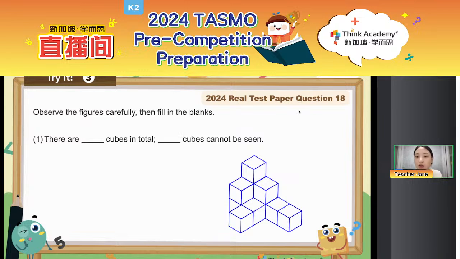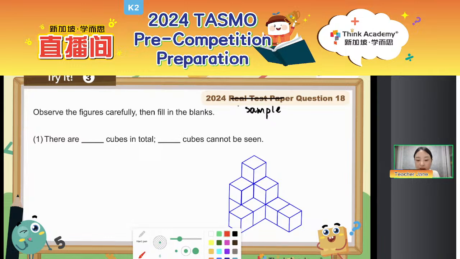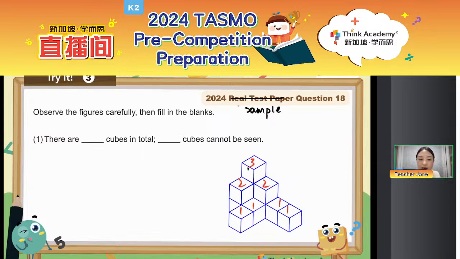This is from the 2024. Oh, this is not real test paper. This is sample paper. Sorry, this is a typo. Sample paper, and then question 18. There are how many cubes in total? We still use the same method, right? So we can see 1, 1, 1, 1, 2, 2, 3. Then we can calculate 1 plus 1 plus 1 plus 1 plus 2 plus 2 plus 3. Then we can get our final answer here will be how many?